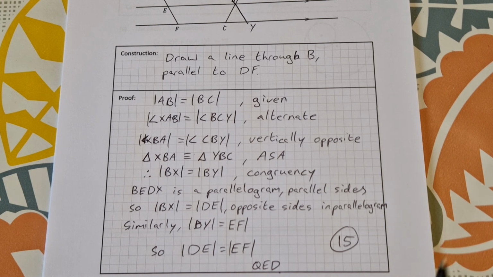So you would have learned a proof very similar to that on your course, so it wasn't very much different than the one that was prescribed on the course.